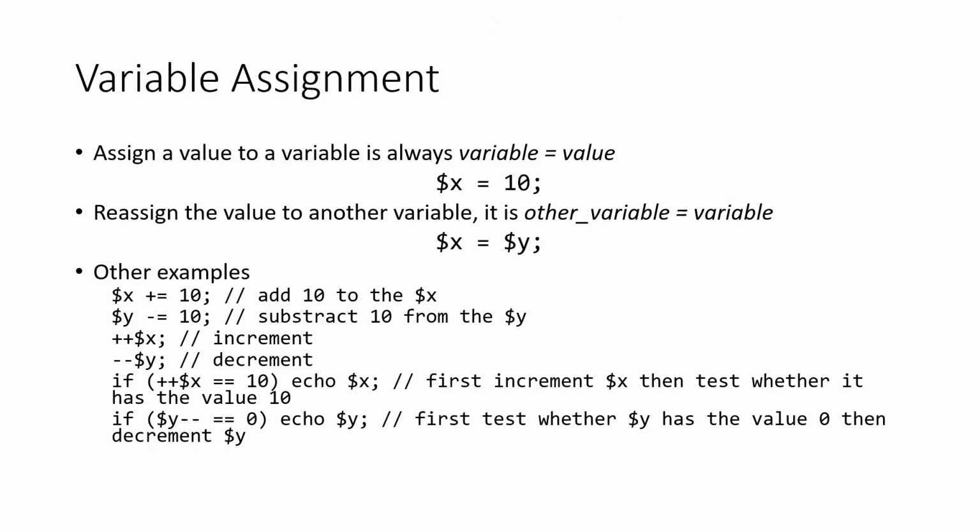This is increment and this is decrement, which usually will reduce by 1. Here we will add 1 to it, and this is subtract 1 from it. Then we have the selection: basically you first increase X and then you test whether it has the value of 10. First you test whether it's 0, then you decrease Y. I hope you have already covered these in your previous sessions.